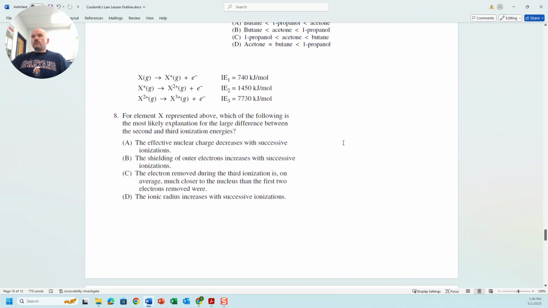Okay. So here we have successive ionizations, ionization energy 1, 2, and 3. Remember, whenever you're given this, you're looking for the big jump. So obviously, whatever X is, it has 2 valence electrons, and this third electron is being removed from the next energy level down. So why is there such a big jump? Well, this electron is much closer to the nucleus than these electrons, and that's why it's a lot more difficult to remove.